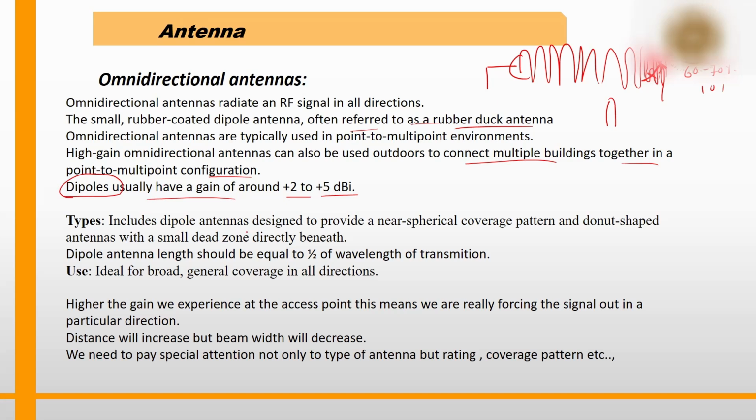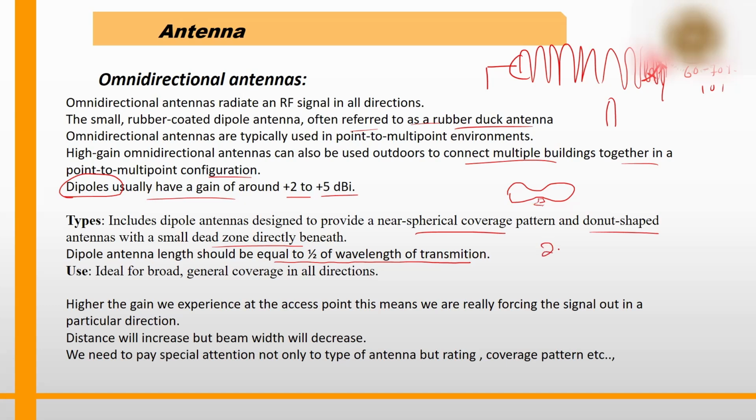Types include dipole antennas designed to provide a near spherical coverage pattern and donut shaped. So dipole antenna, the radiation pattern is like a donut shape, which we explained, omnidirectional antenna, with a small dead zone directly beneath it. So this is kind of a blackout area for them where the signal strength is less. Dipole antenna length should be equal to half the wavelength of transmission.